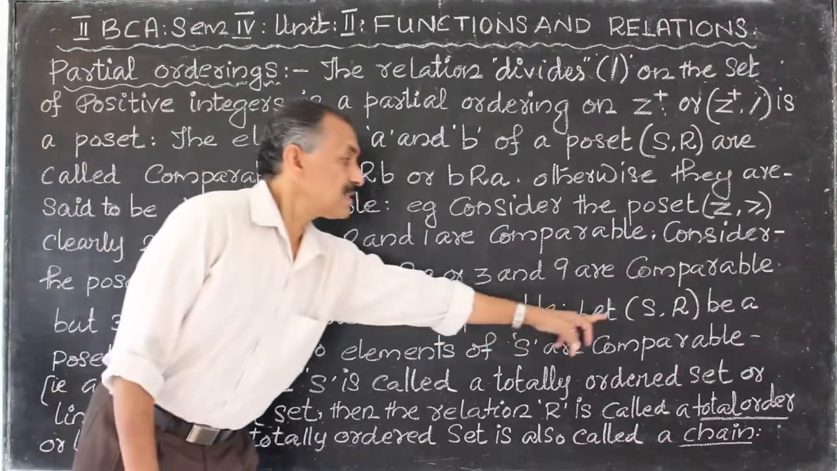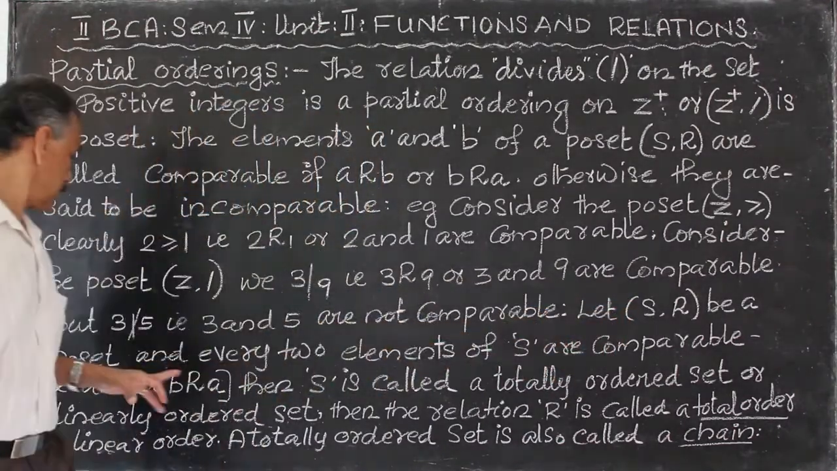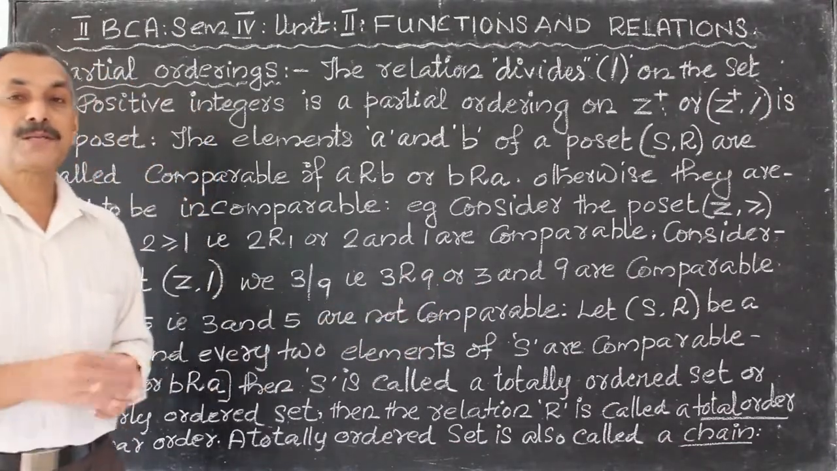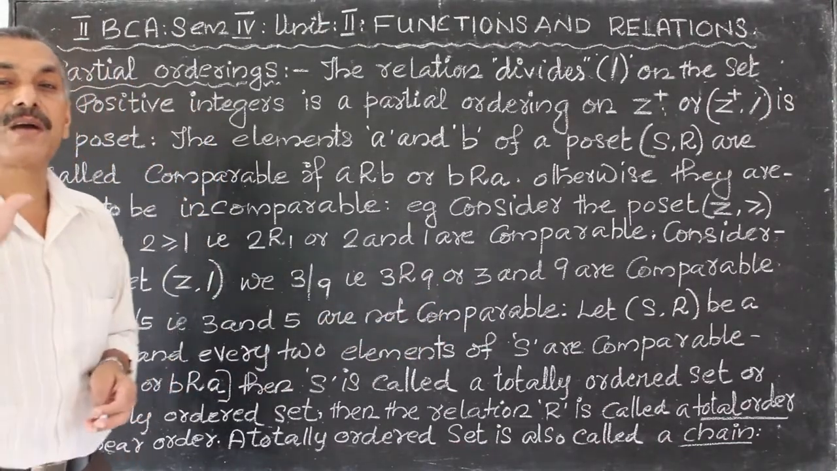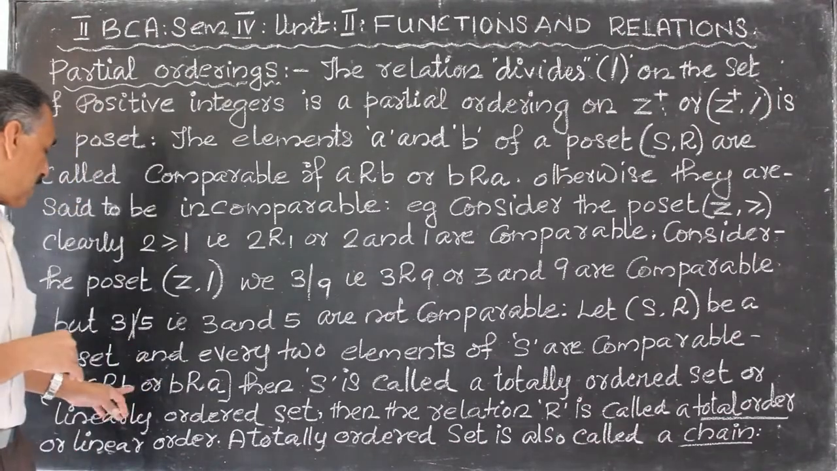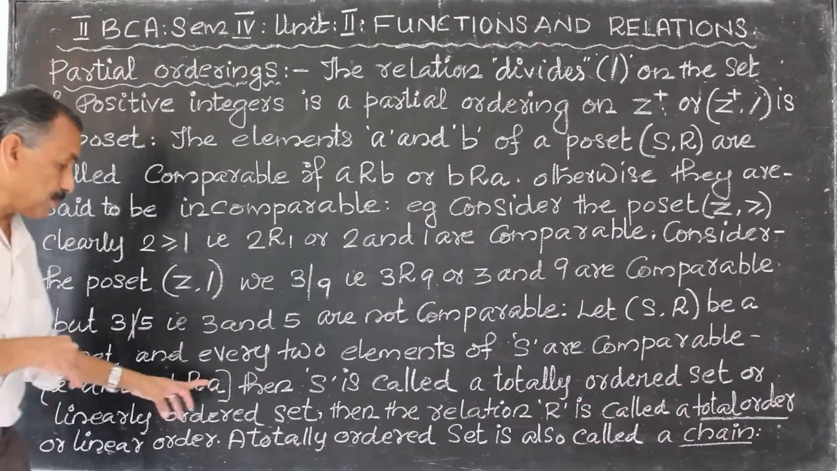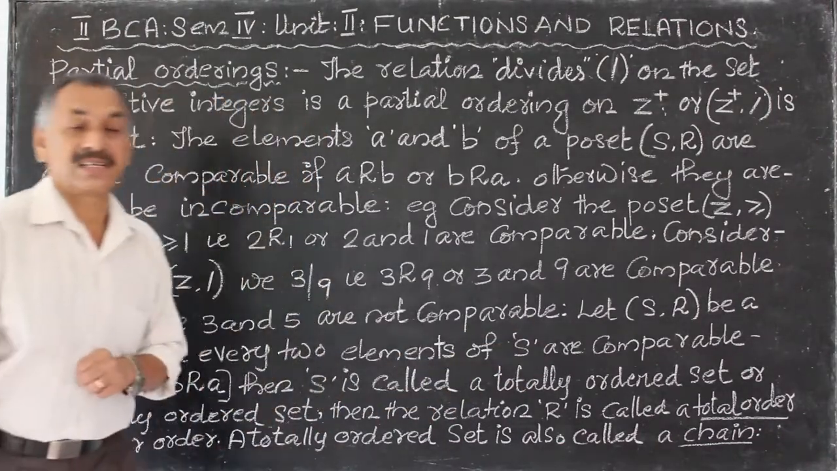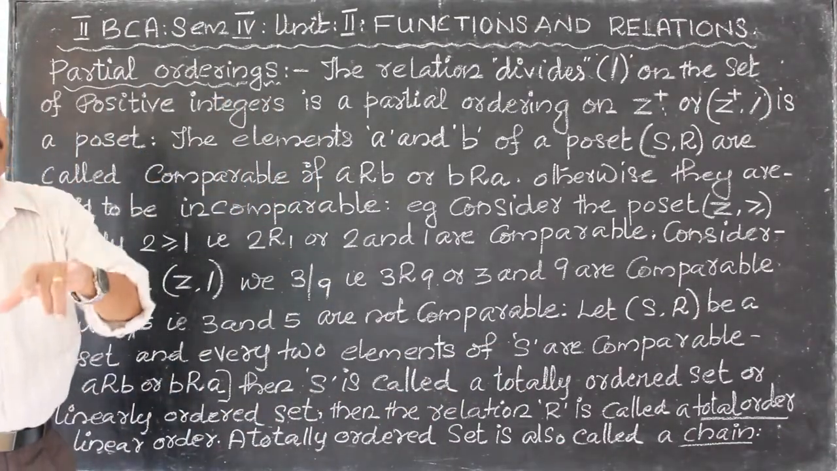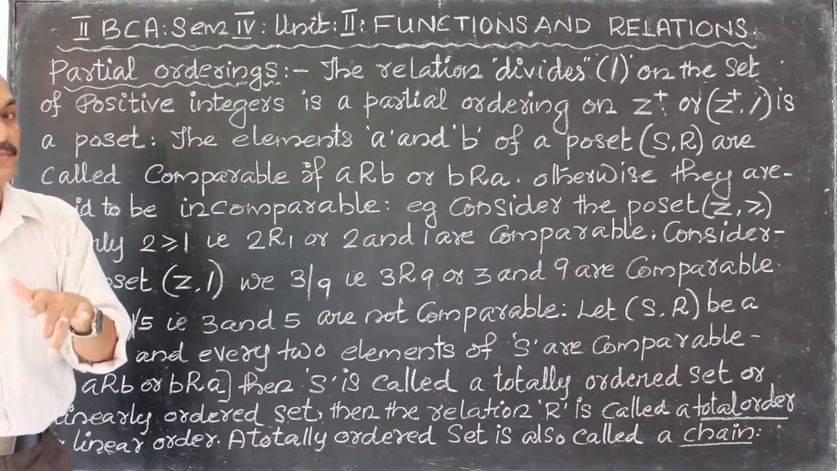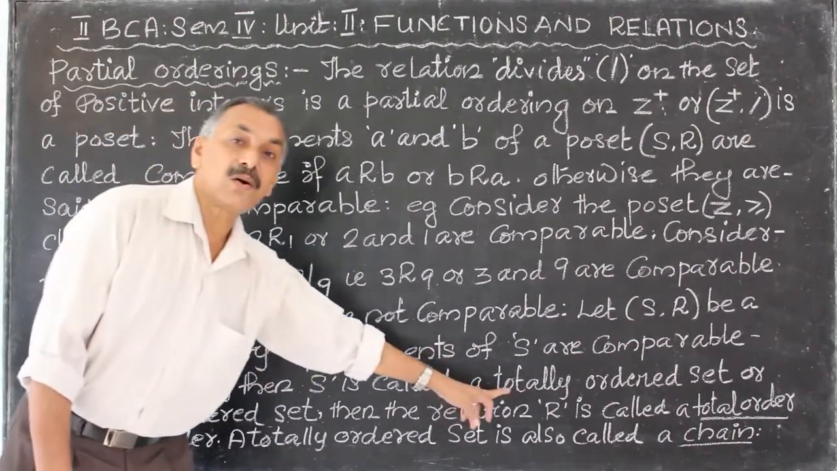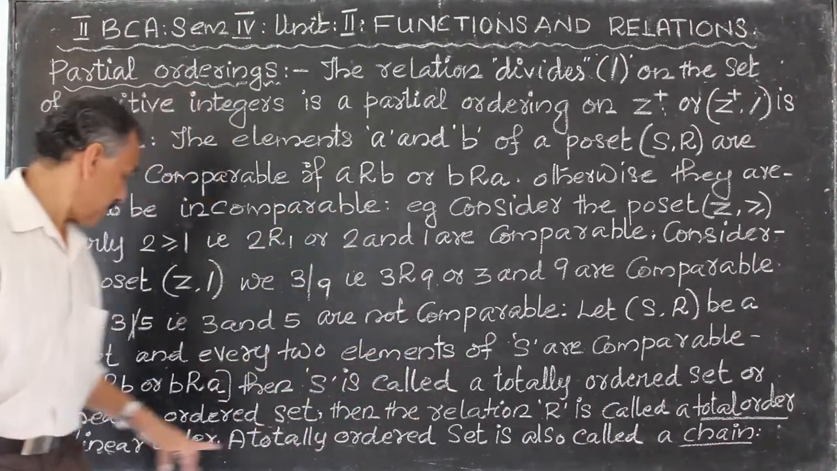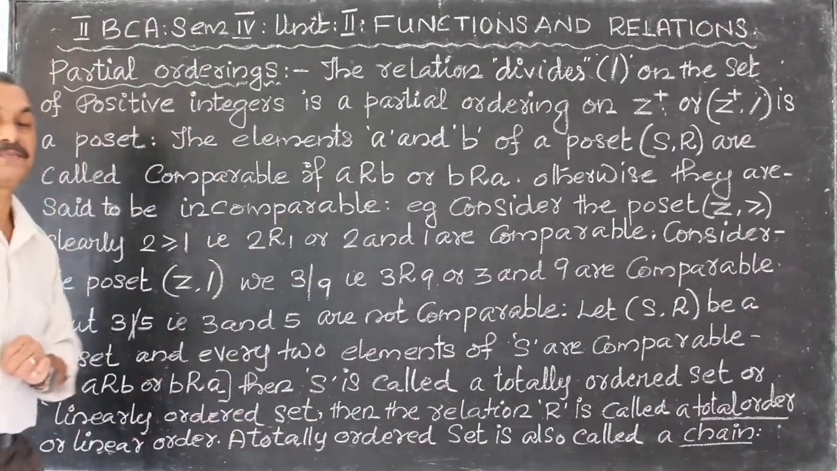Let S be a poset, and every two elements of S are comparable. For any two elements A and B, that is A is related to B or B is related to A, then S is called a totally ordered set. The relation is called a totally ordered relation, and the set is called a totally ordered set or linearly ordered set.